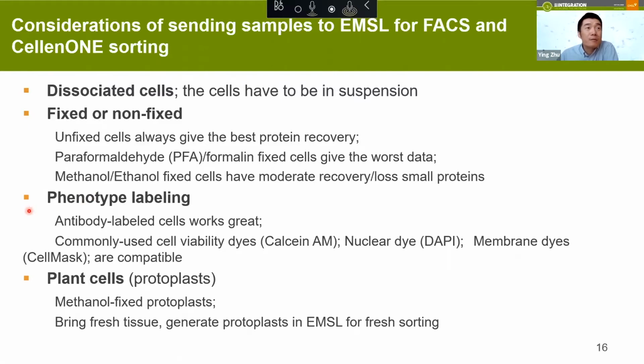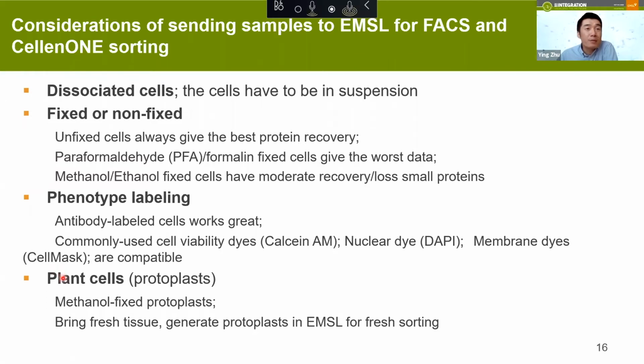And for phenotype labeling, we do not see any problem. We are working on antibody labeled cells. We're also working on other fluorescent labeled cells, like calcium, cell viability dye, and DAPI, which also work. Also some other membrane dyes, we don't see any problem.